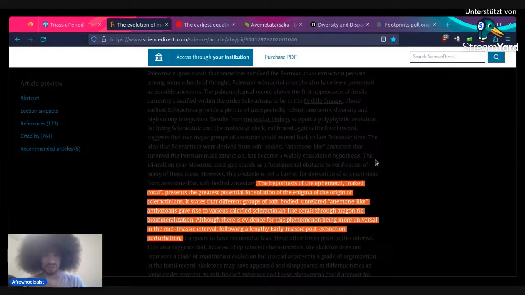So this idea of modification and descent leading to these drastic changes and radiations of animals over millions of years is contradicted, because the molecular studies of corals show that it's polyphyletic, that it's not just like they descend from one common ancestor and we can trace it back.